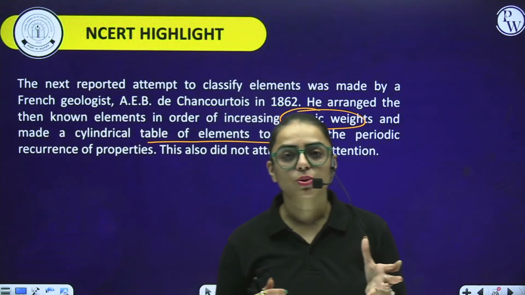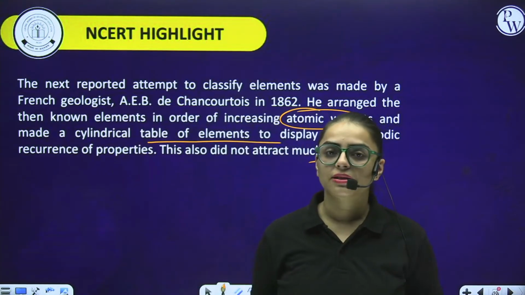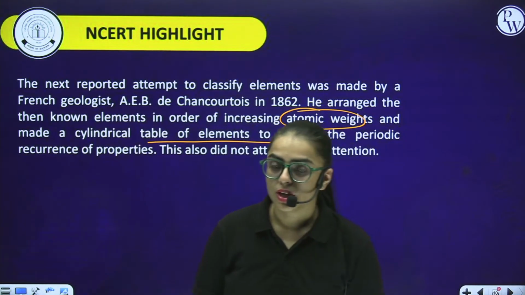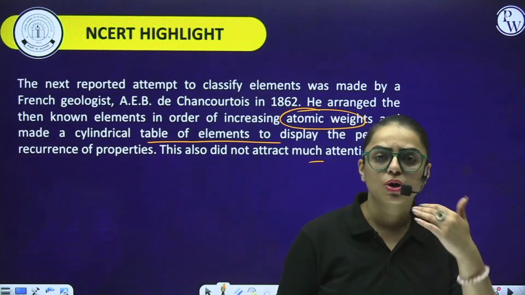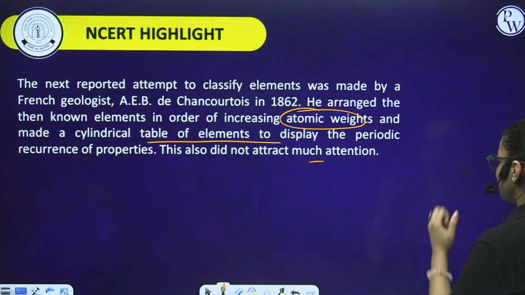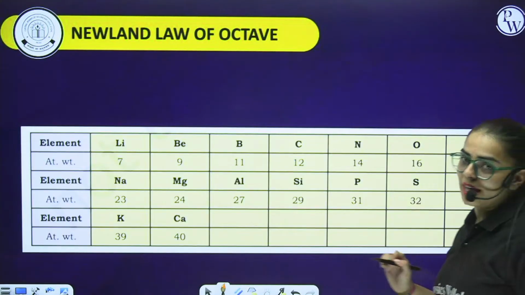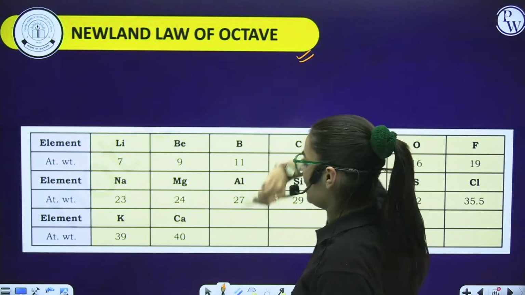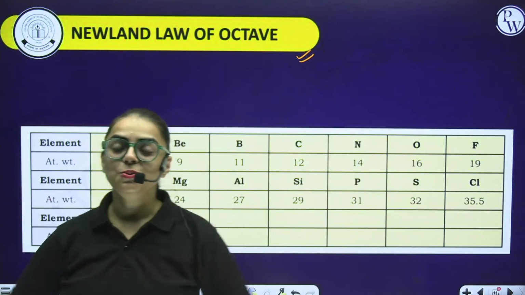But what happened actually, it was not given much importance at that point of time, so we will not study about it. But yes, you should know who came after Döbereiner to make an attempt. Right? Moving on to the next one, Newlands' law of octaves. Now came the scientist Newlands.